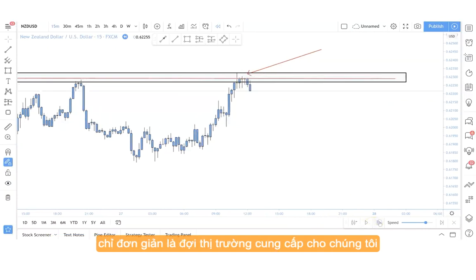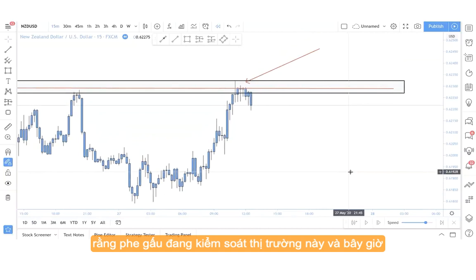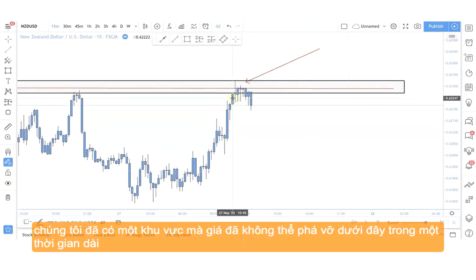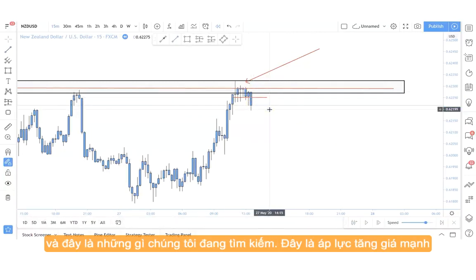We are simply going to wait for the market to give us a strong bearish indication to the downside that the bears are in control of this market. And now look, we had an area where price was failing to break below for a long period of time, and then look, we had this break close below structure. And this is what we're looking for.